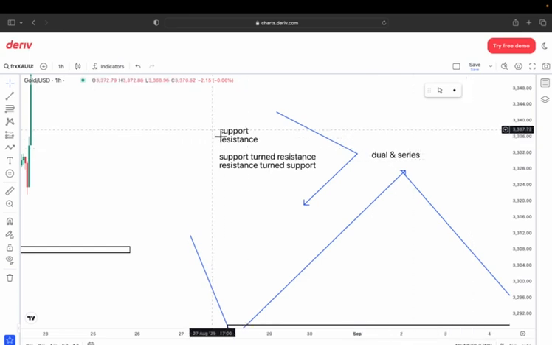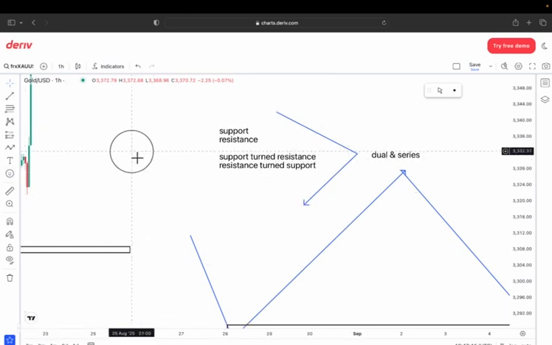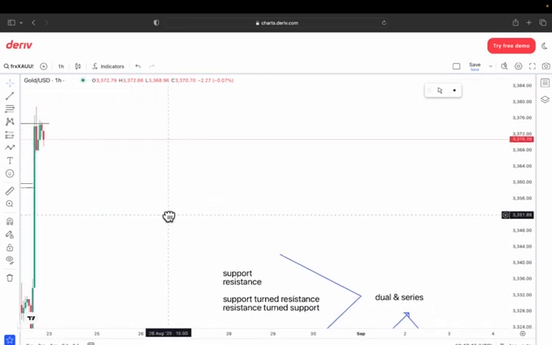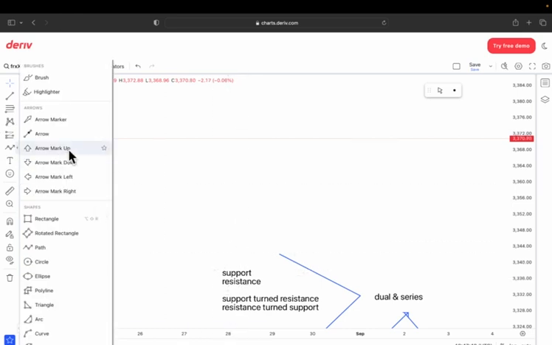Now we're going to talk about the dual support first before we talk about the series support. Then we'll go to dual resistance before we talk about the series resistance. Then we'll go to the dual support on resistance before we go to the next one, and then we go into the chart to look for all of them. Now we have this guy here. We're talking about the support first.